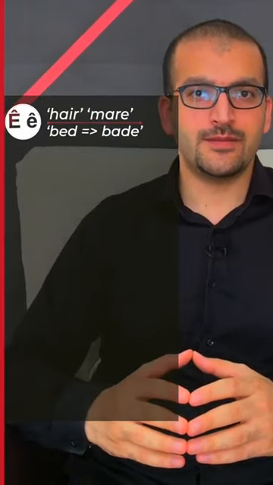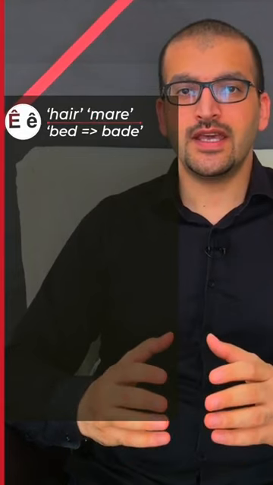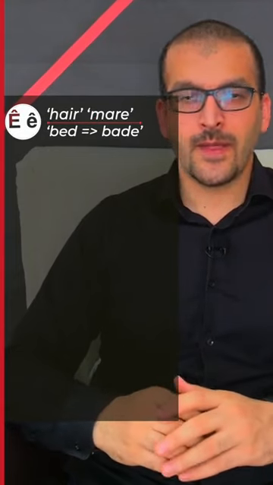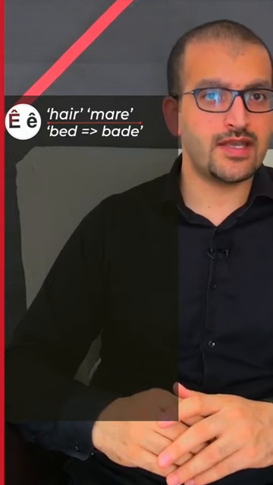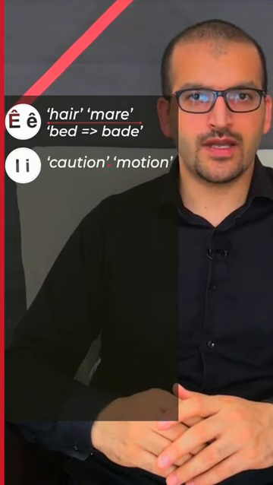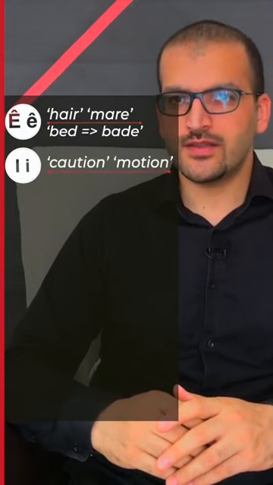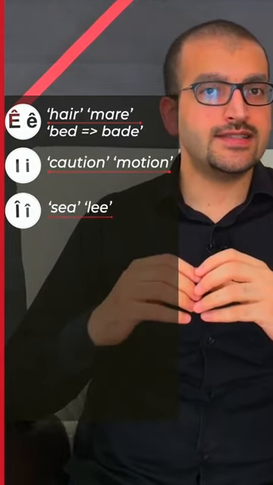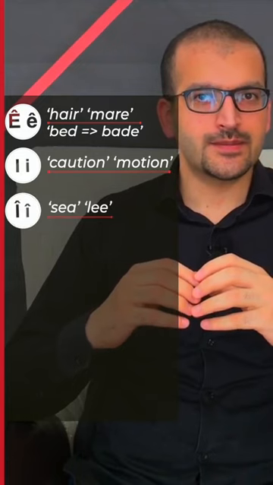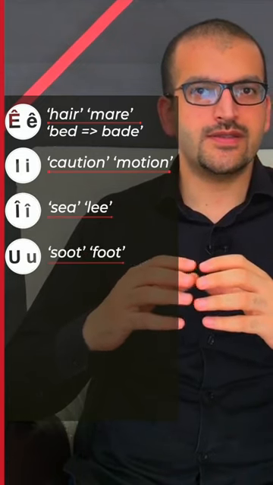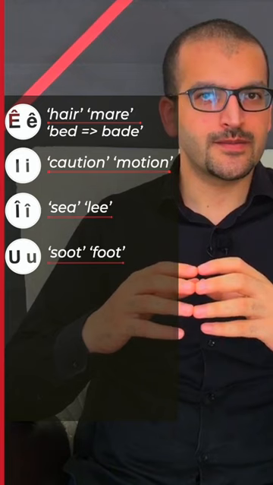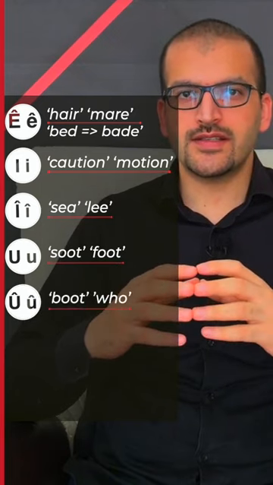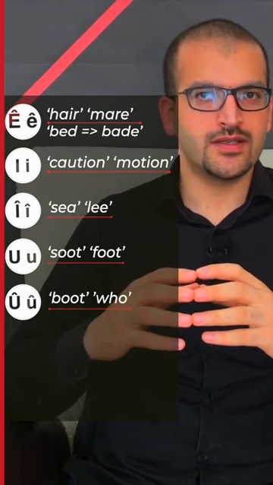E, as in American English pronunciation, here and mere, or halfway between bad and bad. Another one, as in caution and motion. E, as in sea and lee. As in soot and foot. U, as in boot and who.